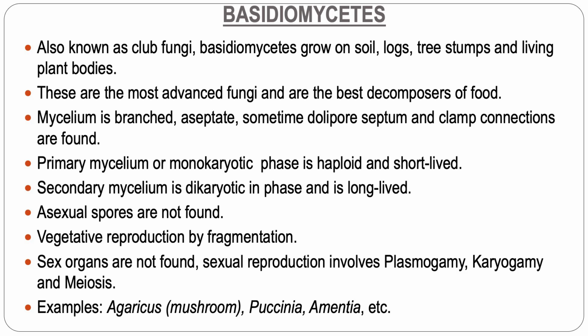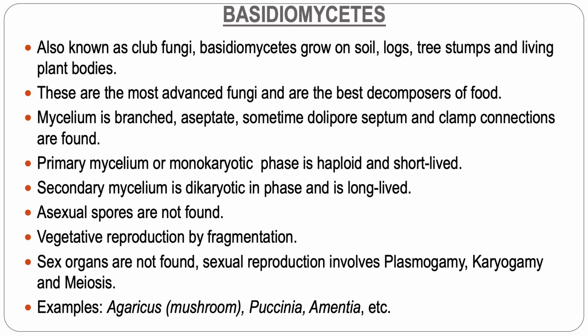Mycelium is branched, aseptate, there is no septation. Sometimes we shall find a dolipore septum, a septum having a pore inside it, and sometimes we shall have a septum with clamp connection. Primary mycelium is monokaryotic phase, where we shall have a single nucleus and is haploid and short lived.